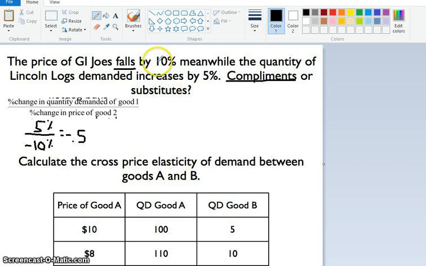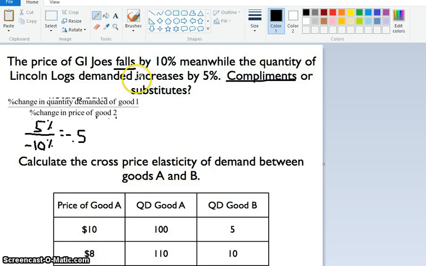The price of the G.I. Joes went down, so people are snatching up more G.I. Joes now. But at the same time, they're also buying more Lincoln Logs. So it stands to make sense that they're buying the Lincoln Logs and the G.I. Joes together. So they are complements here. Now, whether you agree with this or not is not the point. The idea is for you to see the math here.